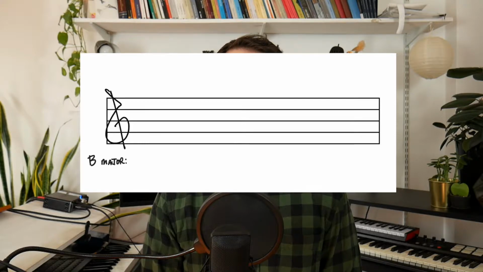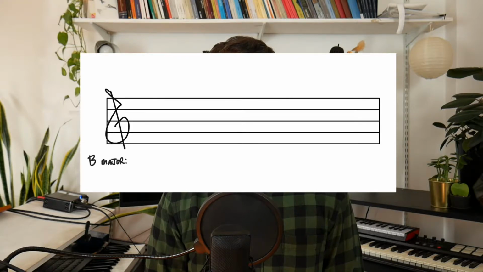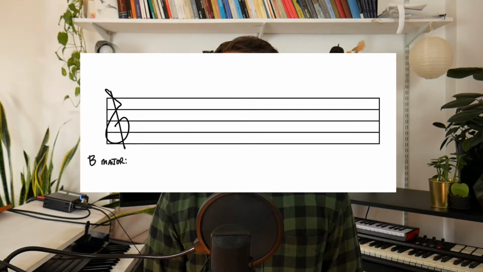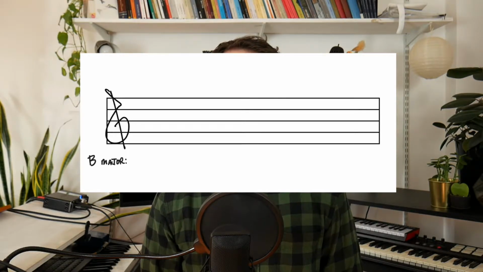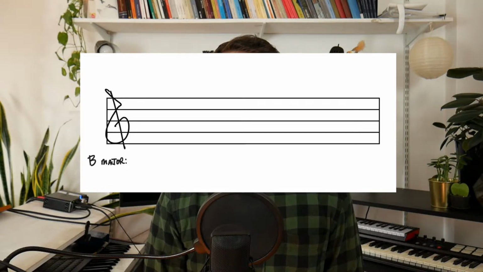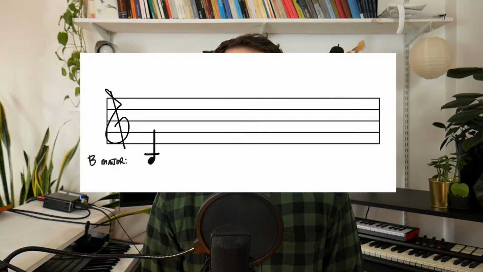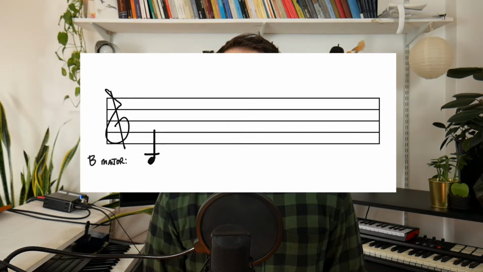Step 1. Begin by writing the tonic, or the starting pitch, of the scale. This will always be synonymous with the name and key of the scale. We're going to build a B major scale, so we need to place a B natural on the staff to begin. If the scale begins on a pitch that requires an accidental, be sure to include that alongside your starting note.